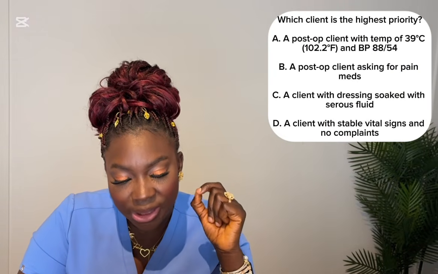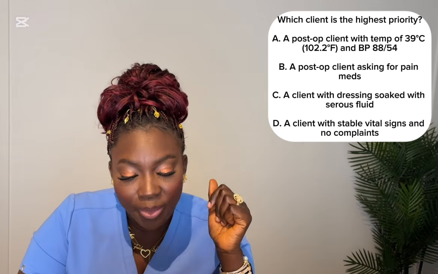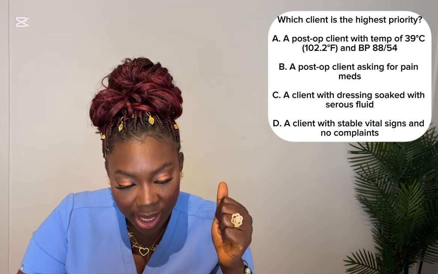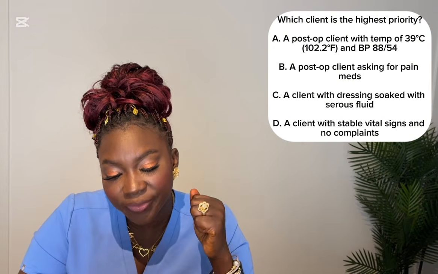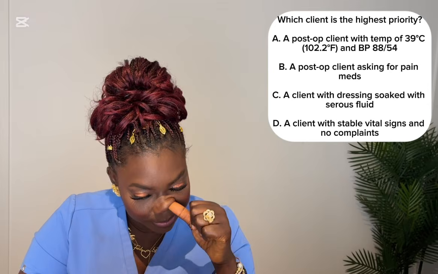Last one. Which client is the highest priority? A post-op client with a temperature of 39 and blood pressure of 88/54. A post-op client asking for pain meds. A client with a dressing soaked with serous fluids, and a client with stable vital signs and no complaints.